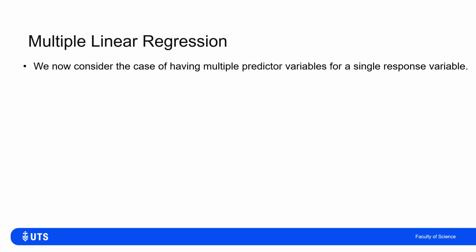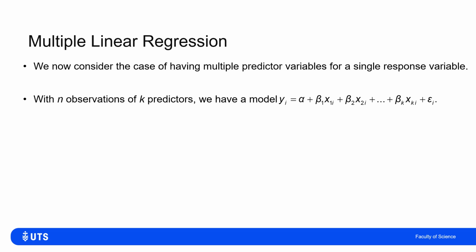Hopefully, at this point, you're reasonably comfortable with the idea of simple linear regression. So I have a predictor variable and observations of that. I have a response variable and associated observations of that, and I can explain the relationship between the two. But we can also have multiple linear regression, where I have more than one predictor variable trying to explain the response.